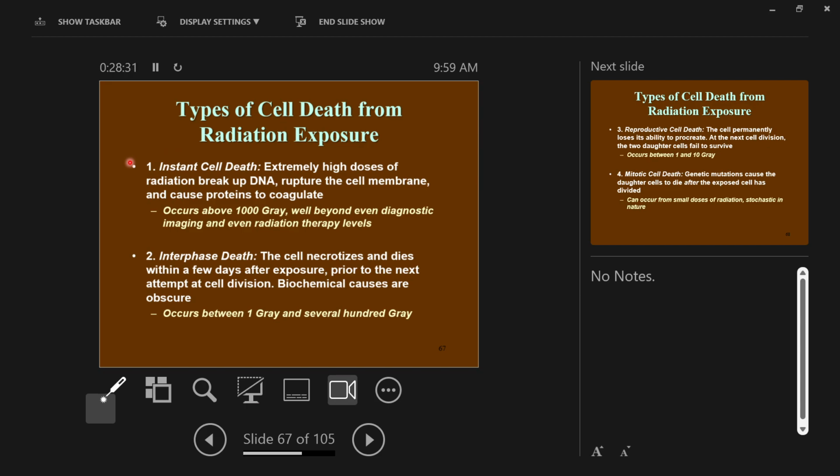In extremely high doses, the cell can die instantly. So instant cell death is one option. High doses of radiation would rupture the cell membrane, causing proteins to coagulate and the cell to dry out. This is instant cell death, absolutely lethal. This will occur in exposures upward of 1,000 gray.